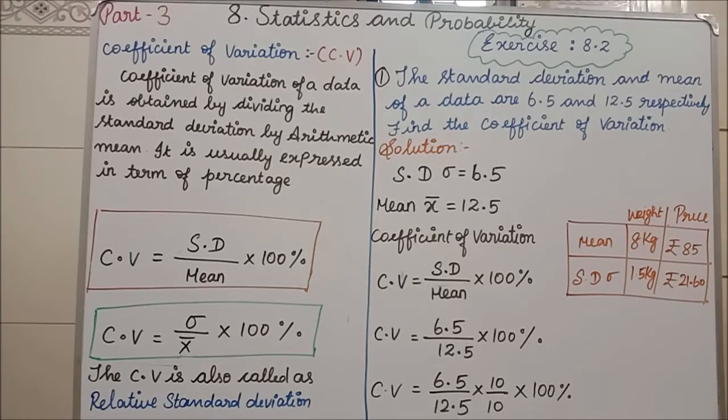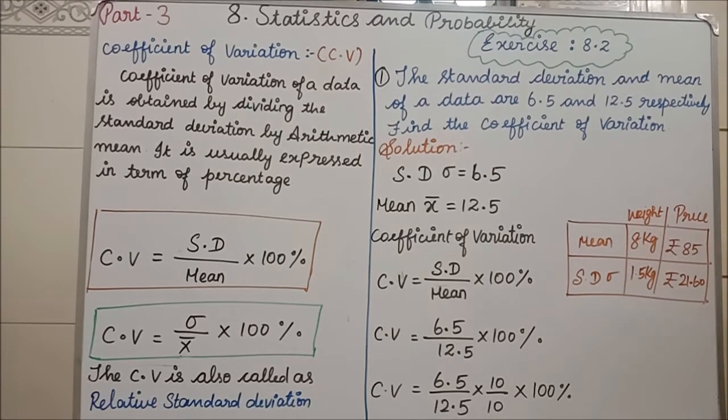Students, we are now in part 3 video. So far up to part 2 we have completed the exercise 8.1 fully. Students, do you feel easy this chapter, statistics and probability? Yes. Now in this part 3 session I am going to start the new topic, coefficient of variation.